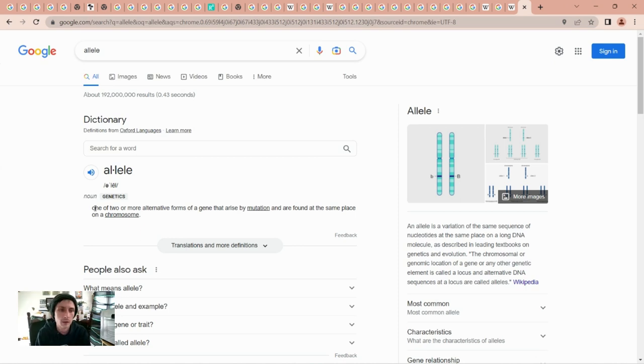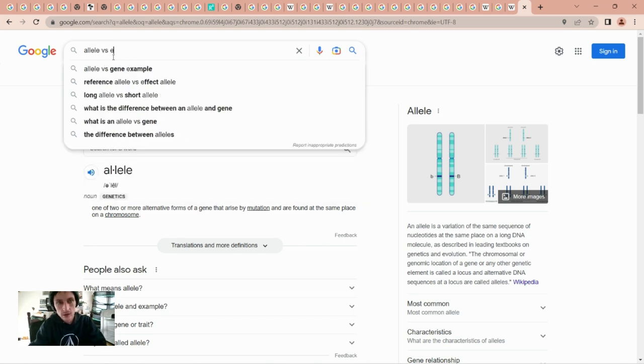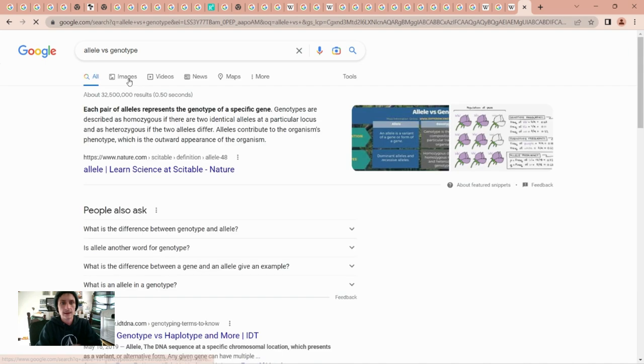An allele is one of two or more alternative forms of a gene that arise by mutation and are found at the same place on a chromosome. An allele is a variation of the same sequence of nucleotides at the same place on a long DNA molecule. So allele versus genotype. Each pair of alleles represents the genotype of a specific gene.